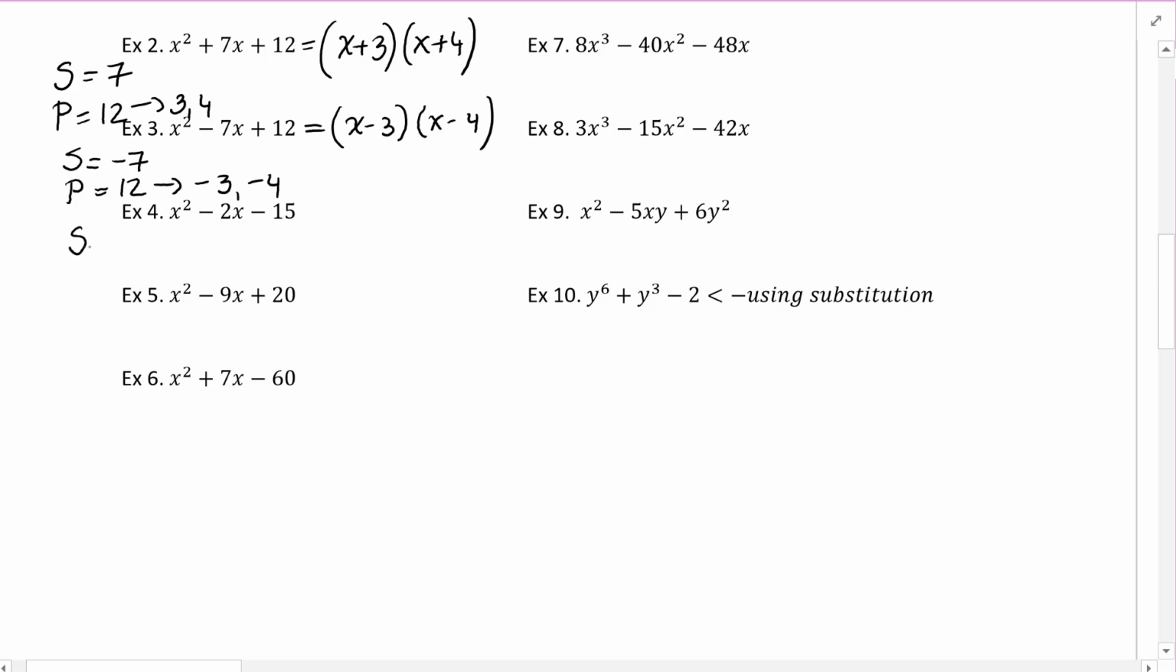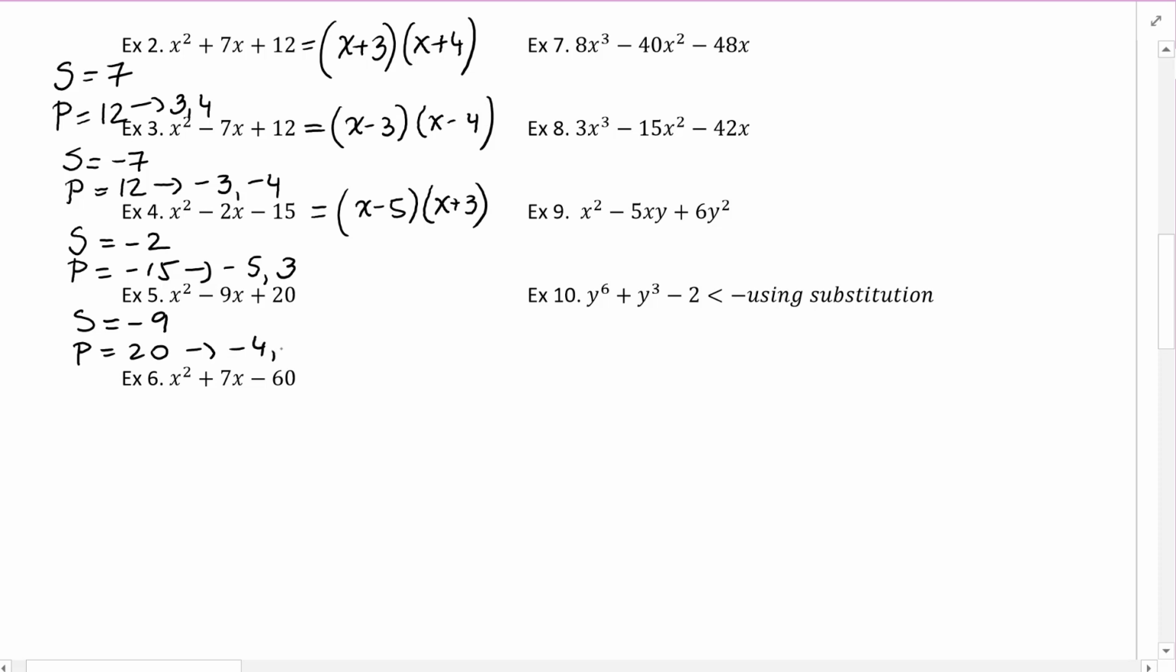Example 4. We are looking for two numbers that have the sum -2 and the product -15. So it seems like -5 and 3 are great, because -5 times 3 is -15, and -5 plus 3 is -2. So the answer is x minus 5 times x plus 3. The signs are kept the way we get them. Example 5, we are looking for two numbers that have the sum -9 and the product 20. So again, -4 and -5 multiplied together are 20, and added together -9, so x minus 4 times x minus 5.